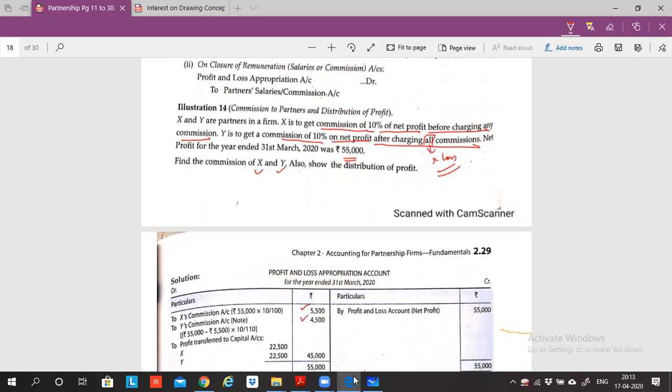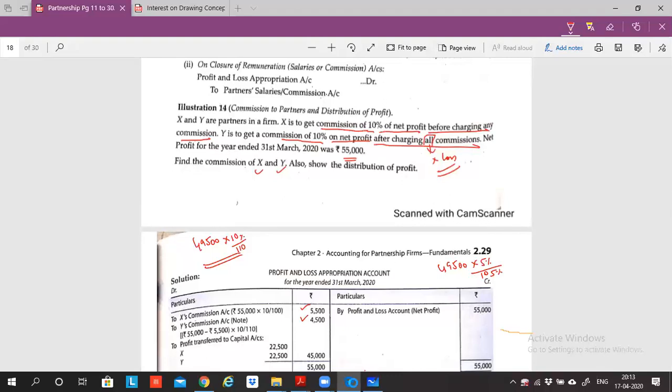If you want to learn it by heart, if you don't want to understand, the formula is: total net profit, 55,000 minus 5,500, you'll get 49,500. So 49,500 into 10%, the commission, divided by 110. If you do this formula, you will get the answer. In case the commission was 5%, then it will be 49,500 into 5% divided by 105%.